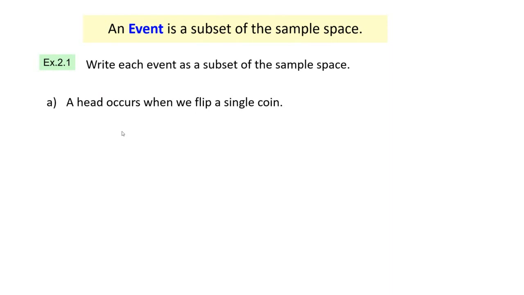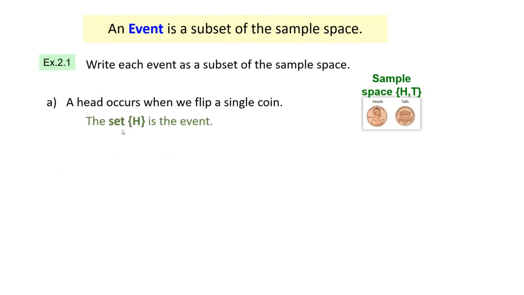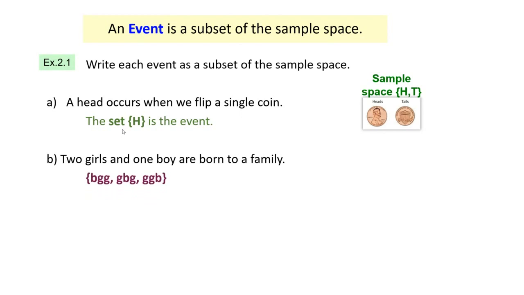A head occurs when we flip a single coin. The sample space consists of 2 outcomes, head and tail, and the event a head occurs includes only one outcome. The set is just H, just head. 2 girls and 1 boy are born to a family. So actually there are 3 ways to get this. The boy can be either in the first place, or the second, or the third place in the order.